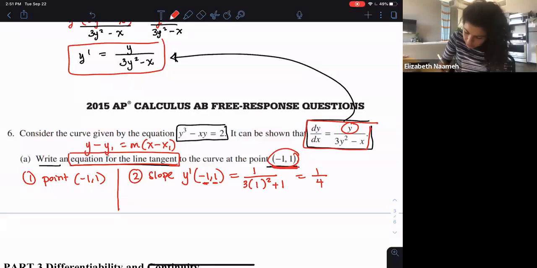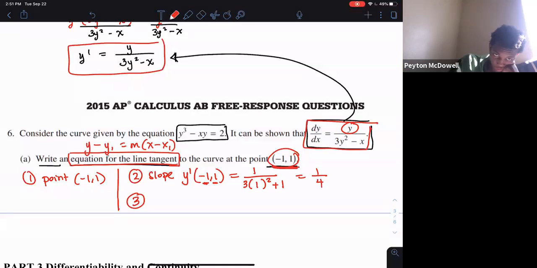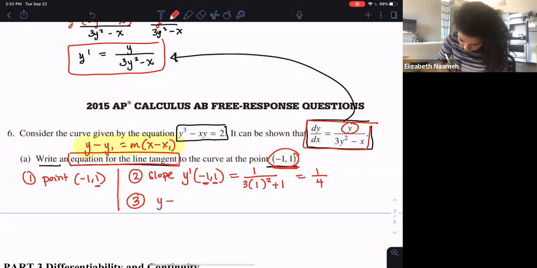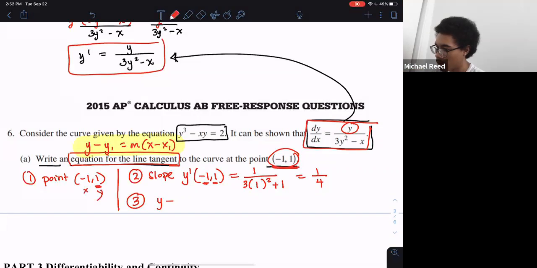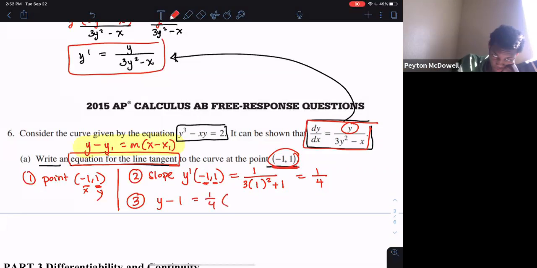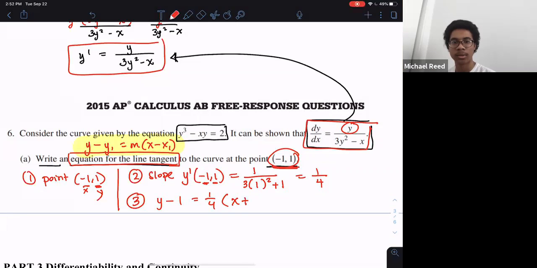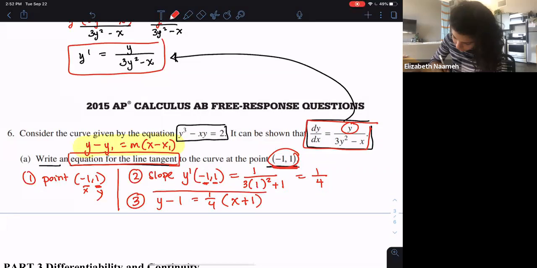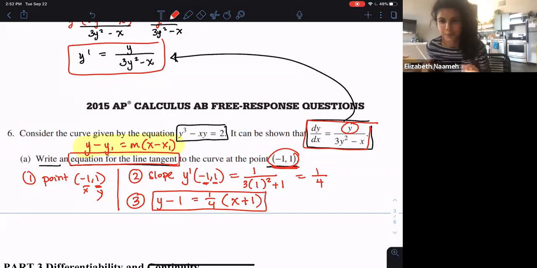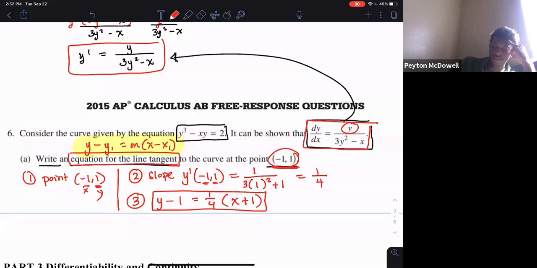We found the point. Now what's my final step? The equation. Write the equation. Let's use this formula. So we're writing final answer, y minus 1 equals, what's the slope? 1/4, parentheses x minus negative 1, or x plus 1. Ta-da! You answered a real AP question from 2015. You can do it. You guys can do this. We can pass the test. You guys are going to crush this test.